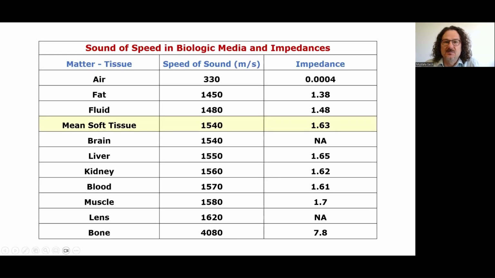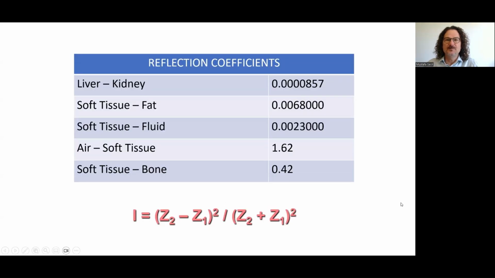Here are the speed of sound in biological media and the impedance values of the media. Air and bone have extreme values, you see. Most of the soft tissues have these narrow differences, but fat is important and fluid is important when compared to the soft tissues. When we put the values inside of the equation, these are the tiny differences. You see the liver and kidney, but soft tissue and fat is more than this one. And that's why almost all is reflected from air or bone interfaces.